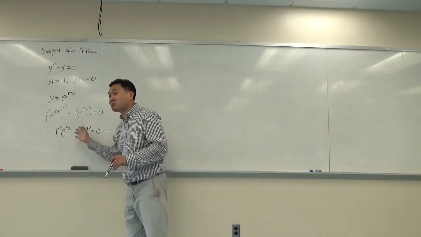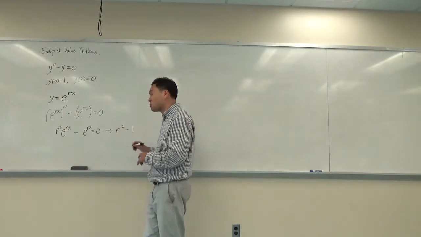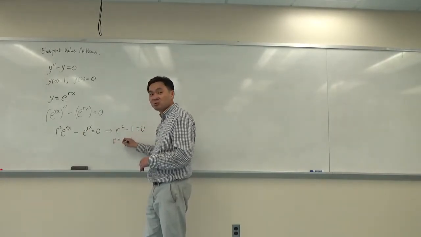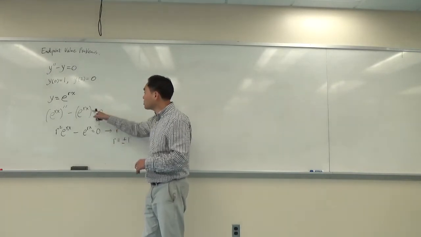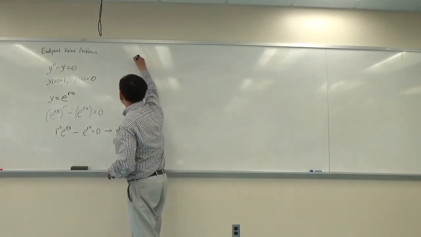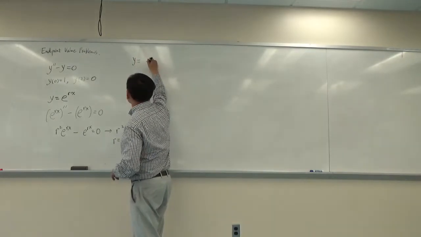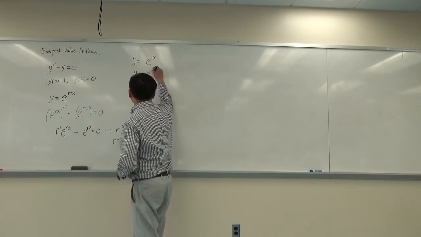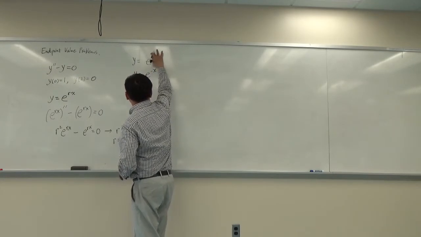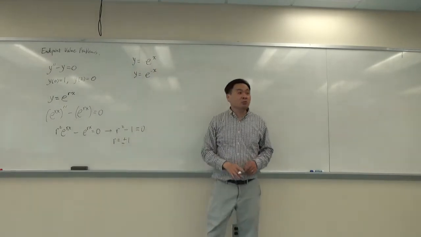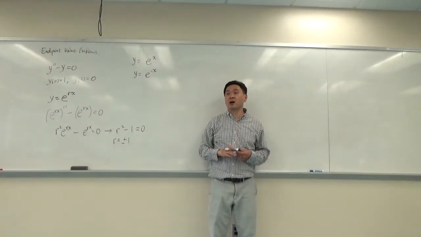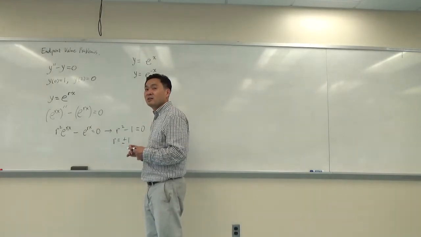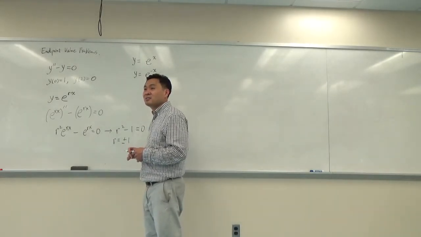So you divide both sides by e to the rx, and you get r squared minus 1 equal to 0, whose solutions are r equals plus or minus 1. Then you plug that back in here, so what do you get? You get actually two solutions. You get y equals e to the 1x, and y equals e to the negative x. Are these the only solutions? No. What do you do afterwards? You have to add constants.